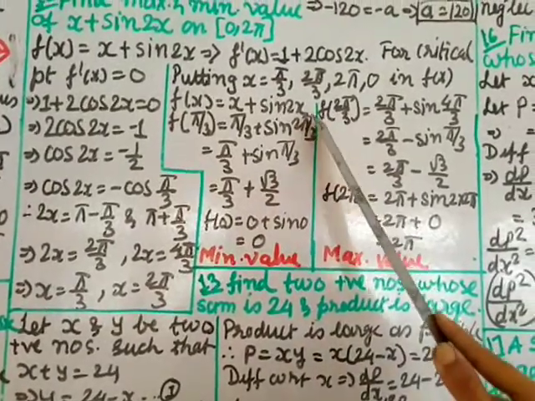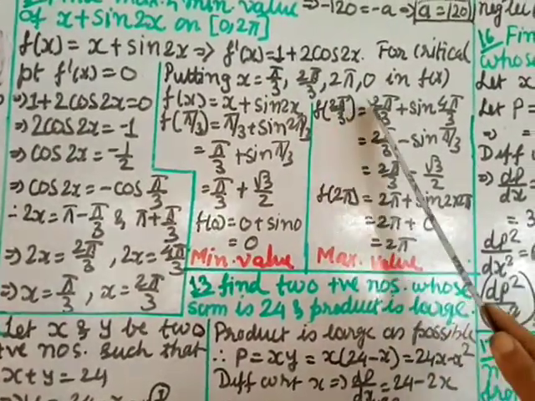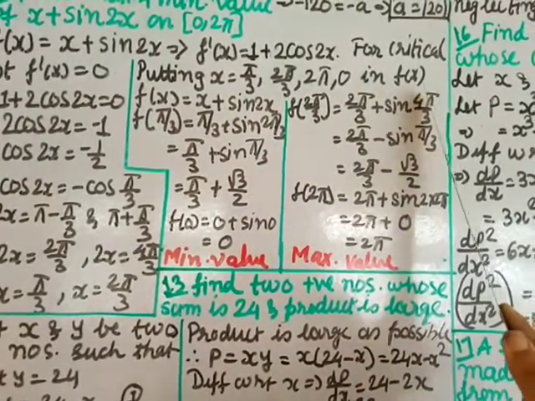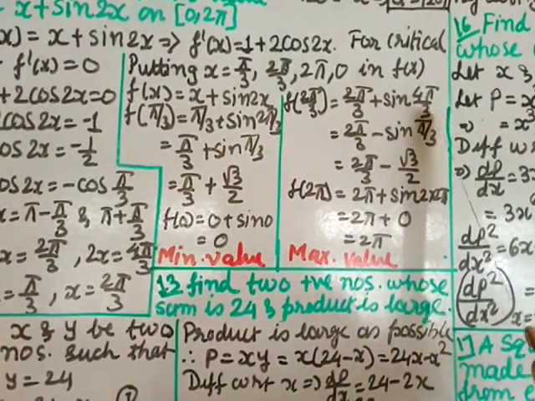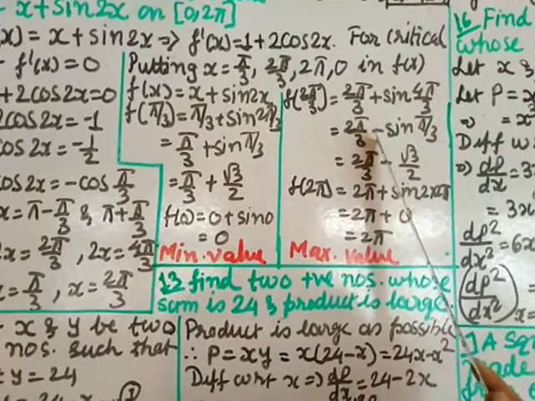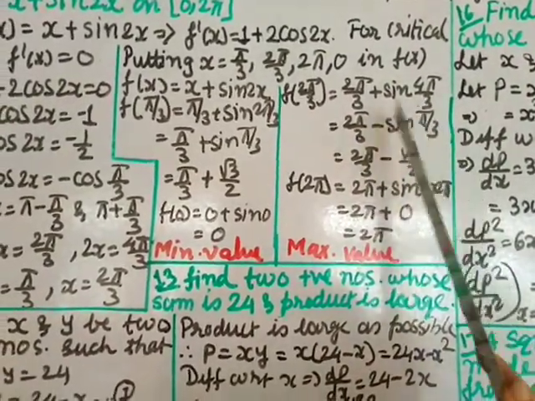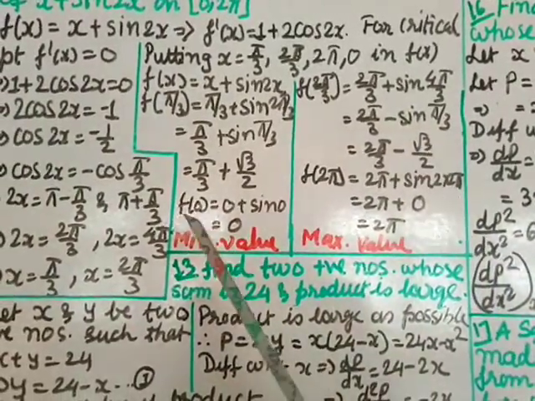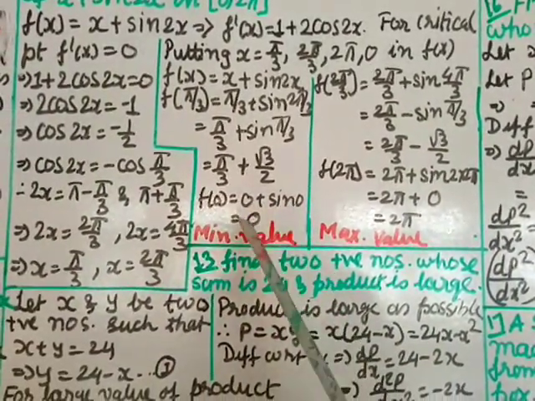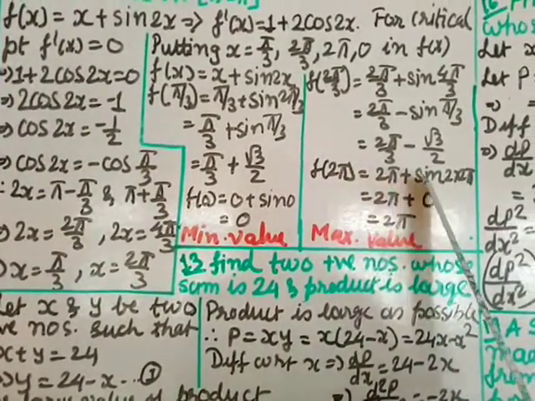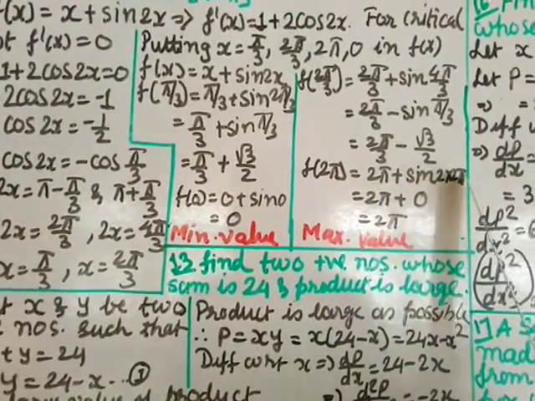Now I put f of 2 pi by 3. So 2 pi by 3 instead of x, plus sine 2 into 2 pi by 3, so 2 into 2, 4 pi by 3. This is in the fourth quadrant, where sine is negative. So I write minus sine pi by 3, and this value is root 3 by 2. Now I put 0. So 0 plus sine 0 is 0. And f of 2 pi: I put 2 pi plus sine 2 into 2 pi, that means 4 pi. Sine 4 pi is 0.